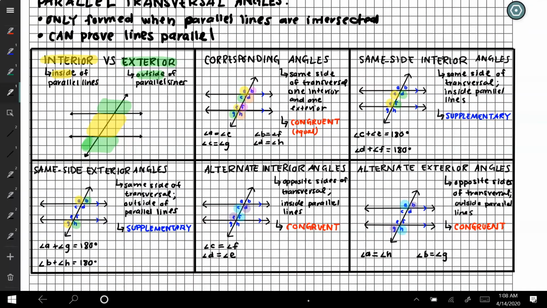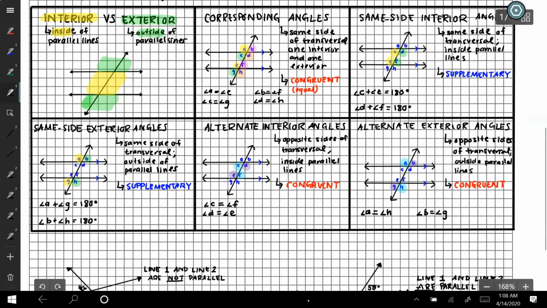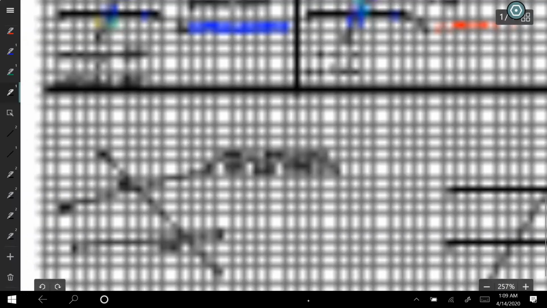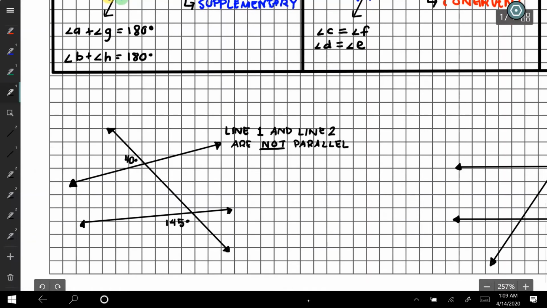Alright, so we're going to do two really quick examples of how we use these different properties, and then we will be done. Alright, so in this first example, we know, let me label this example 1.